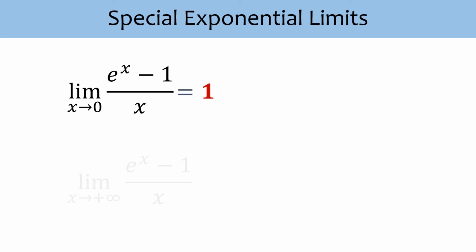All right, so now how is this useful anyway? So let's have this one here. Remember that if ever we have e to the x minus 1 all over x as x approaches 0, that would always be equal to 1.